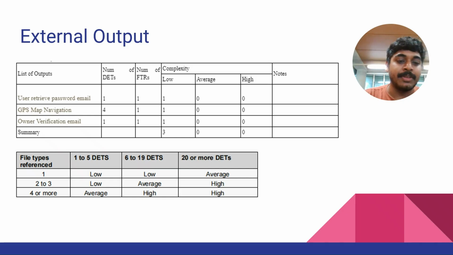For GPS map navigation, one file is being accessed, and then four particular pieces of information are being accessed, such as the destination address, the current location address of the person, the distance, time, or map information, etc. And then based on all this information, the file types that you reference in the DETs, the complexity came out to be low, with a value of 3.